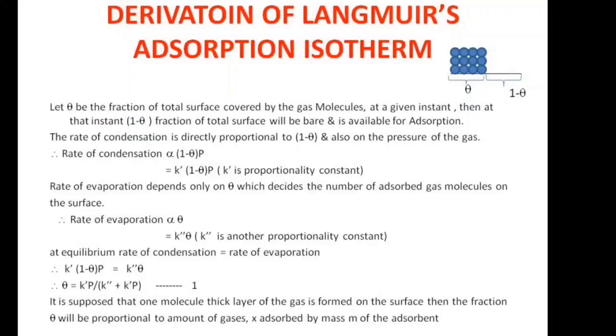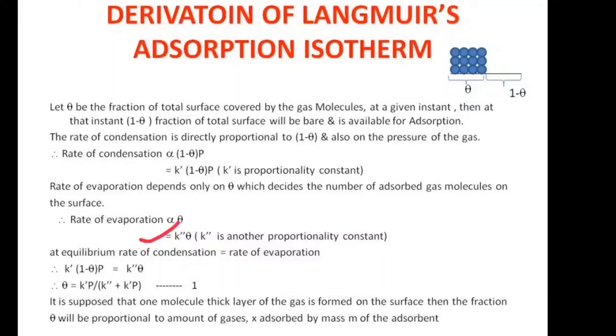Since it is directly proportional, to make it an equality we must take a proportionality constant. So the rate of condensation is equal to K dash into 1 minus theta into P, where K dash is the proportionality constant. Then the rate of evaporation is directly proportional to theta, because theta is the adsorption. The maximum adsorption gives the maximum desorption.